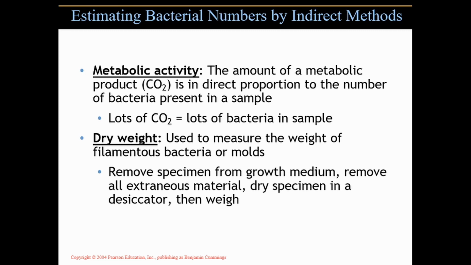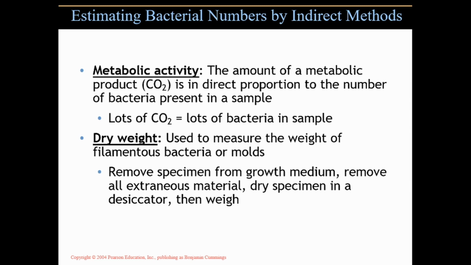Two other ways, metabolic activity. So you can collect the amount of carbon dioxide. More carbon dioxide that is collected, that means lots of bacteria because the bacteria are metabolically active, producing more carbon dioxide. And so this is, again, an estimation. If there's a lot of CO2, that means there's a lot of bacteria. This would be something where you don't have to have an exact number or a direct count.